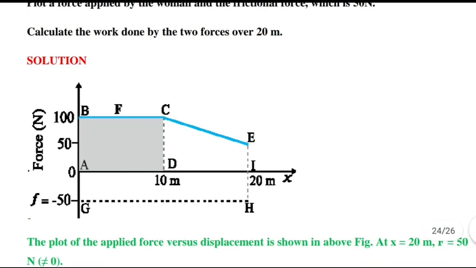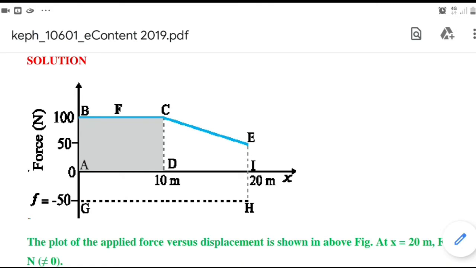When we plot the graph, we will get the graph like this. Along the x-axis, as we said earlier, we have the displacement. Along the y-axis, we have the force. Up to 10 meter, as you can see, the force is constant, 100 Newton. From 10 meter to 20 meter, the force is decreasing from 100 to 50. That is what the graph shows.